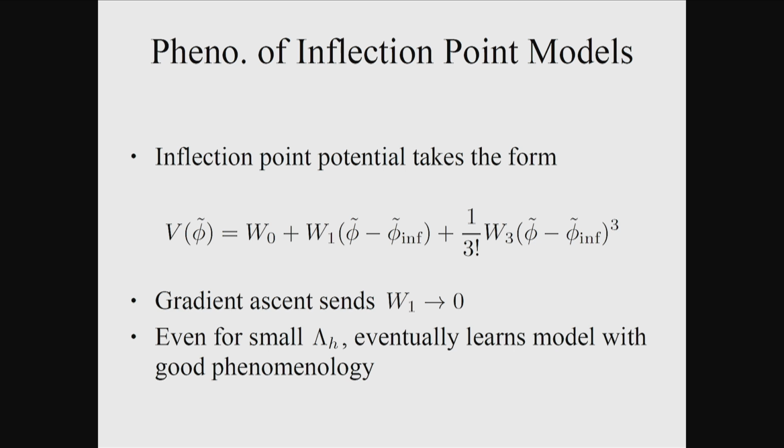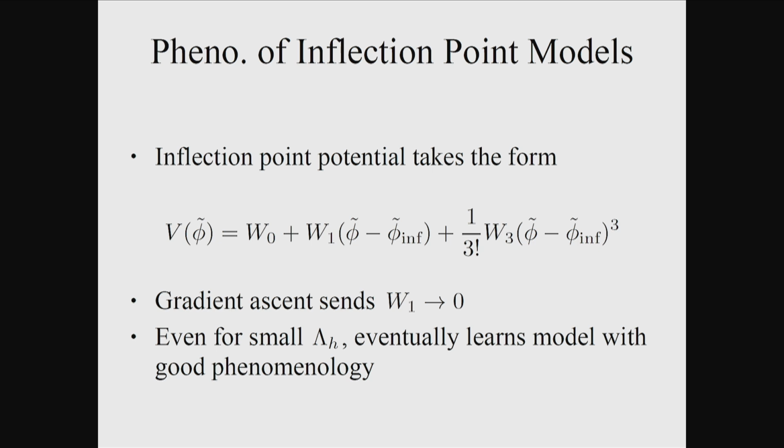So in the inflection point models, when the model learns an inflection point, the shape of the potential looks like this. Of course, this is just the equation of an inflection point. The quadratic term vanishes at the inflection point, and so we just have these 3 terms here, plus some higher order things which aren't so important for us. Now, as you know, successful inflation occurs when the potential is very flat, which in this language means that both the first and second derivatives are small.